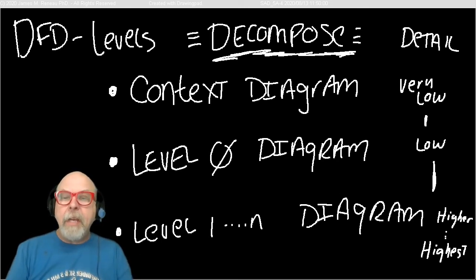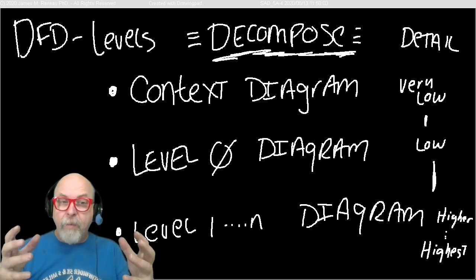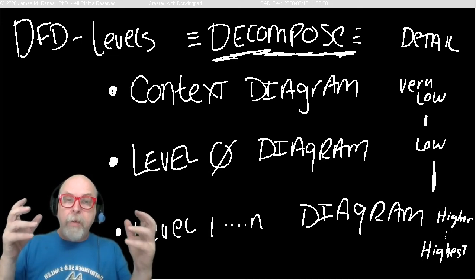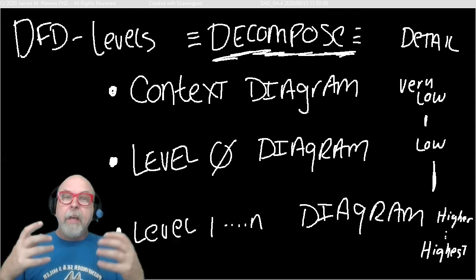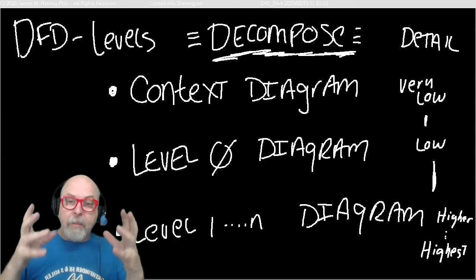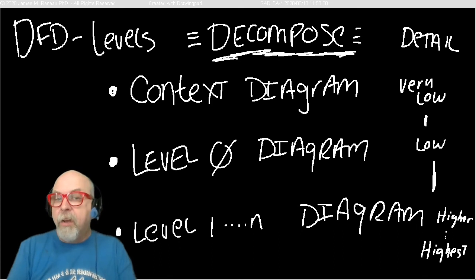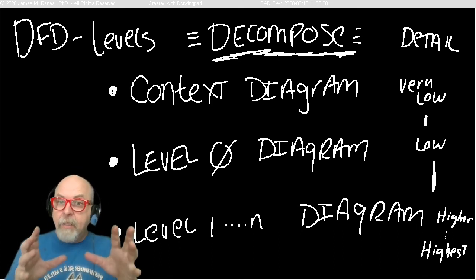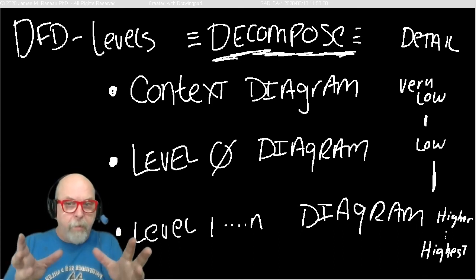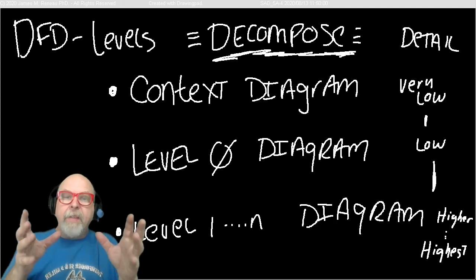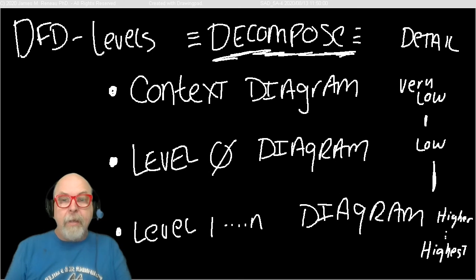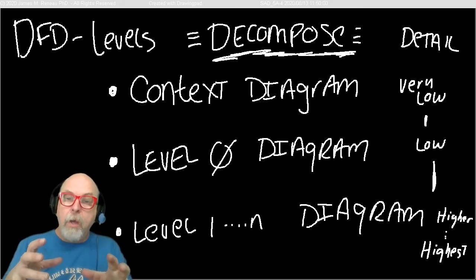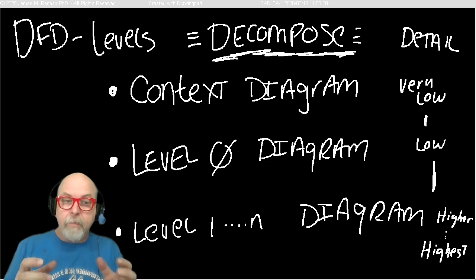So the context diagram is the real high level, very low detail. It just has the system as a single process. The level 0 diagram then takes the system and breaks it up into 5 to 7 to 10 sub-processes. Well, the big processes of the system. And then the level 1 diagram would take each one of those processes, break it up into additional more processes, getting into more and more detail.